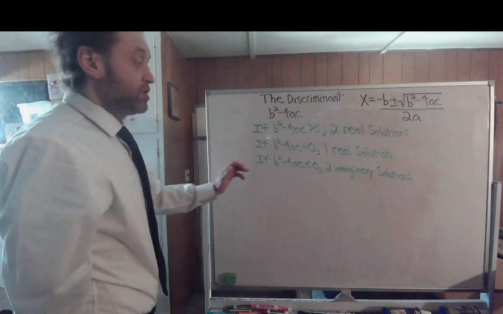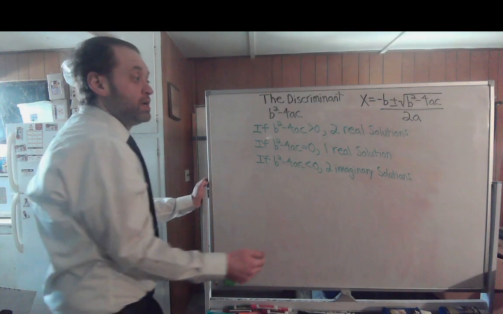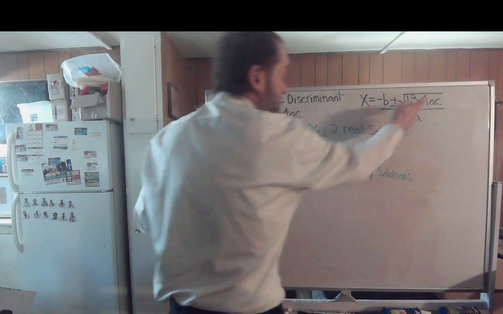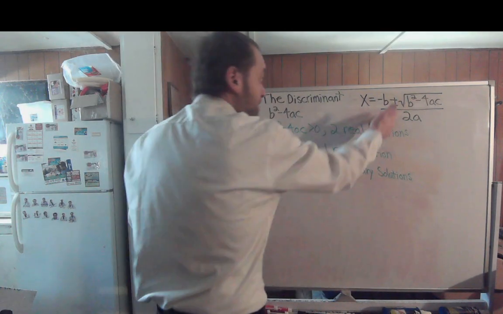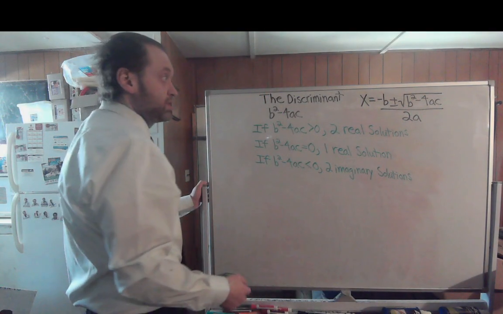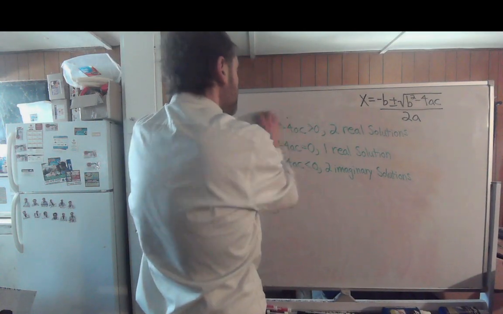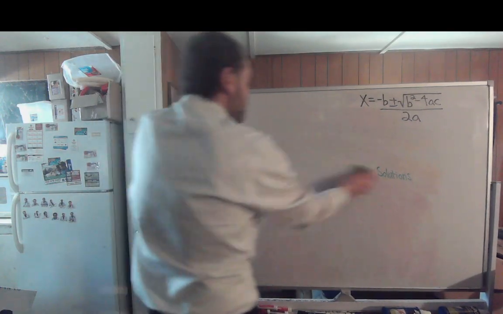Now, if that discriminant, the b squared minus 4ac, is less than 0, you'll have two imaginary solutions. So the square root of a negative number is an imaginary number, right? So you would have two imaginary solutions. We're going to do some examples here. This shouldn't be a super long lesson, but we're not actually solving equations in this lesson. We just want to know about the nature of the solutions.